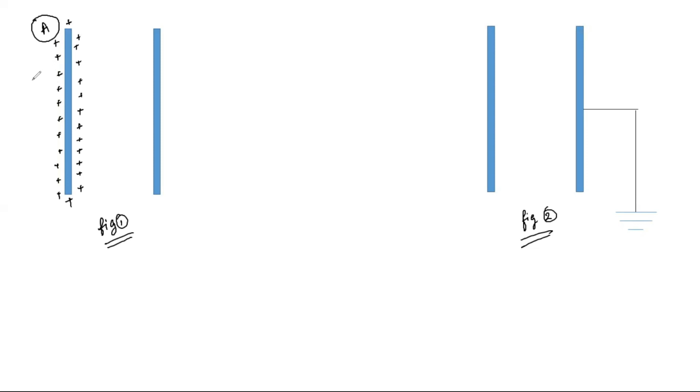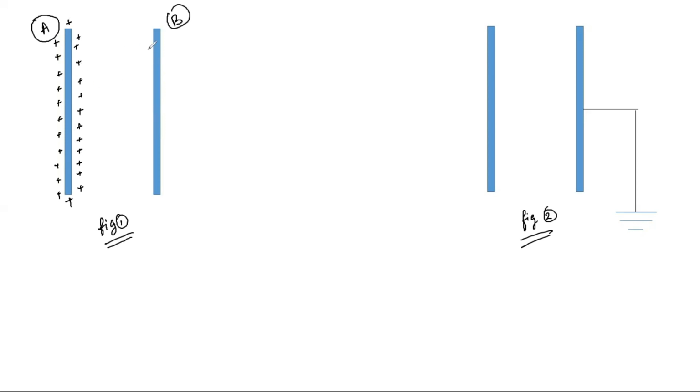Even if I try to give more charge to this plate A, what will happen? It will leak it to the surrounding. It cannot store it to itself. Now what we do is that we take another plate B and place this plate B near to this plate A. Now what will happen?